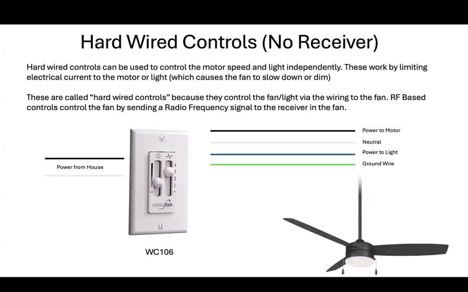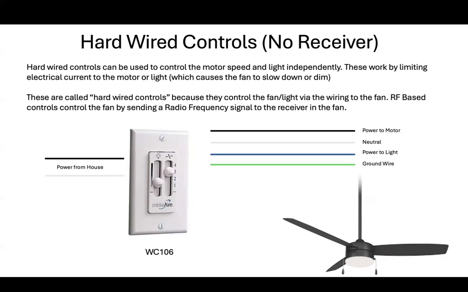Hardwire controls. Hardwire controls can be used to control the motor speed and light independently. These work by limiting the electrical current in the motor or the light, which causes the fan to slow down or dim. These are called hardwire controls because they control the fan via the wiring to the fan. RF-based controls control the fan by sending radio frequency signals to the receiver in the fan.